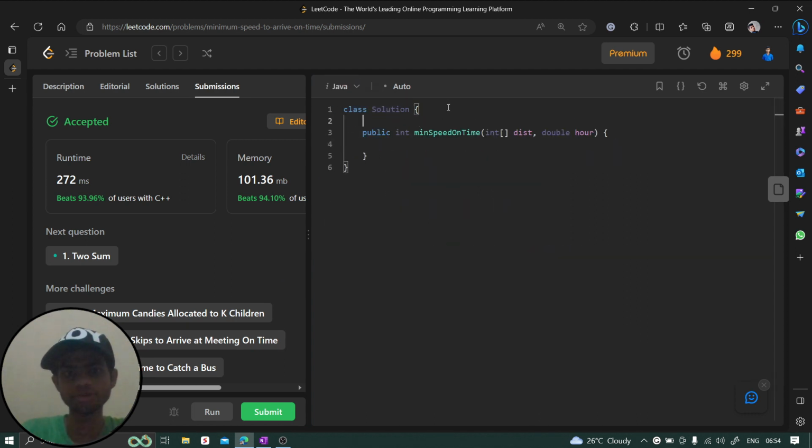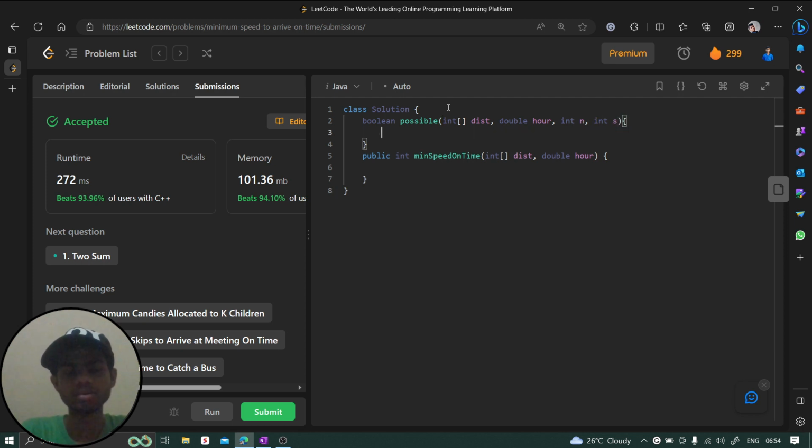Fine. Here let's first of all define a function. It takes a lot of time, right? Boolean possible, and we can say the name is going to be distance. Int, not int, we have to use a double hour, and we have to use int speed, right? And before that we have to take n as well, and then speed. Fine. We are going to say double total initially is going to be 0.0, for int i equal to 0, i less than n minus 1, and i plus plus.